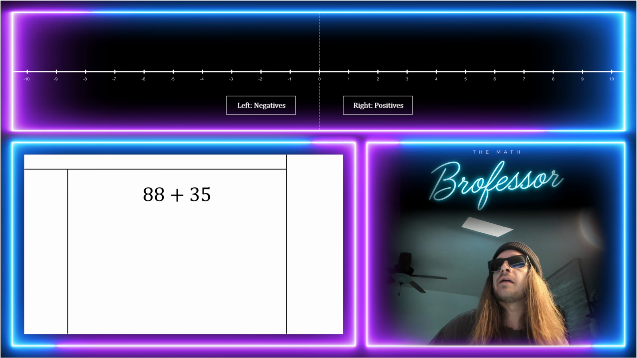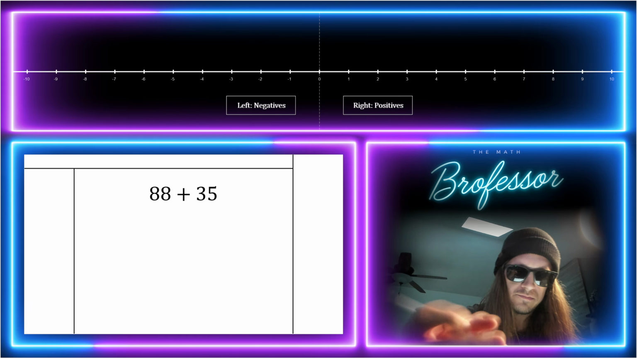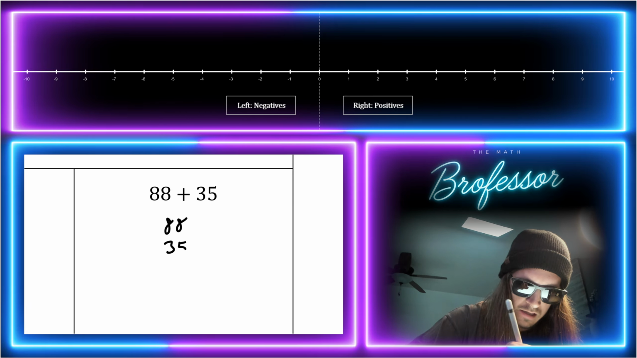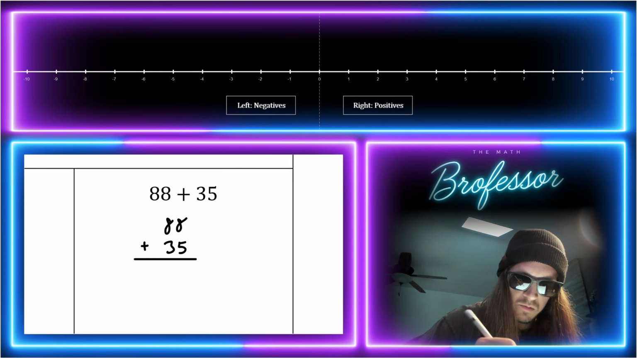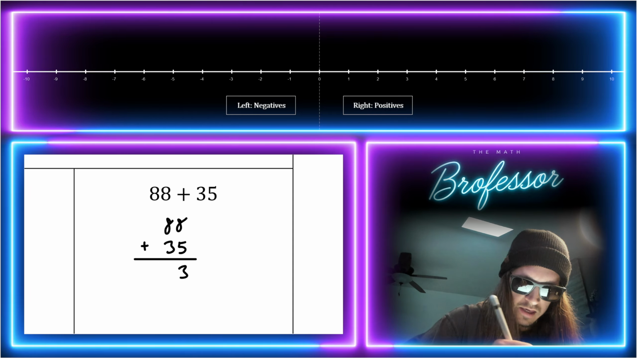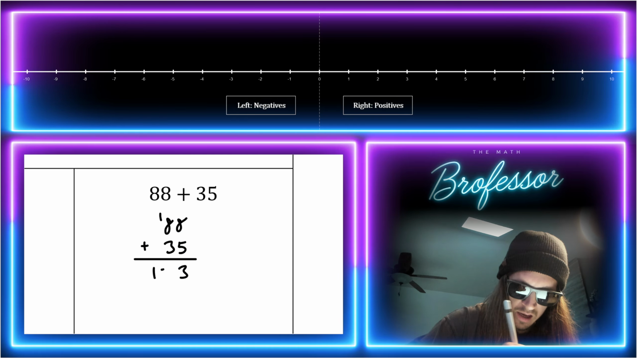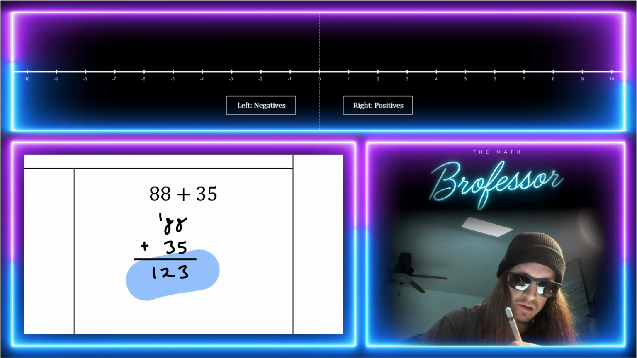And then 88 plus 35. Write these vertically, 88 plus 35. Start with 8 plus 5. 8 plus 5 is 13. Carry the 1. And then 8 plus 3 is 11, plus 1 is 12. So this is 123. 1, 2, 3. Look at that.